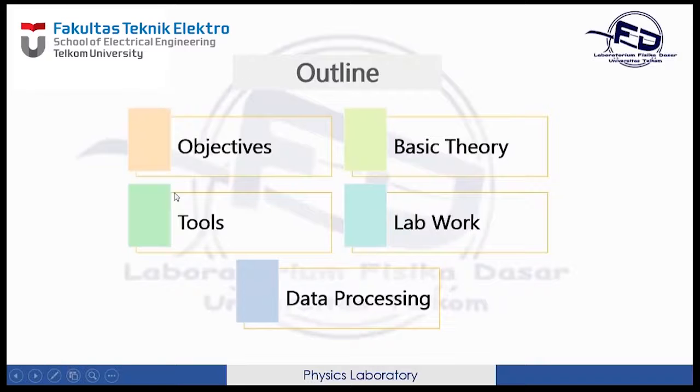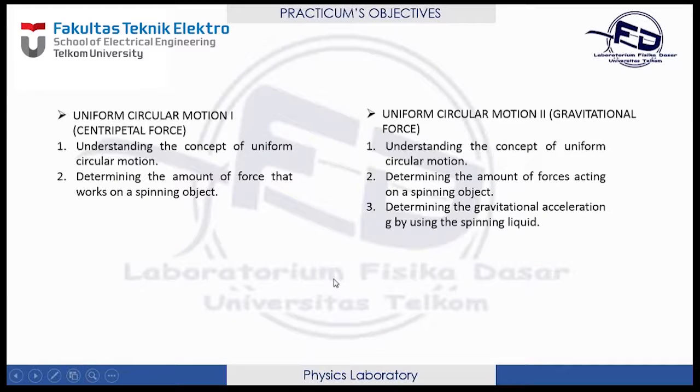As usual, there are 5 outlines that we're going through this practicum. Let's take a look one by one. The first one is the objectives. There are two submodels of the uniform circular motion. Because of that, we have two parts of the outline. The first one, uniform circular motion 1, has the following objectives. 1. Understanding the concept of uniform circular motion, and 2. Determining the amount of force that works on a spinning object.